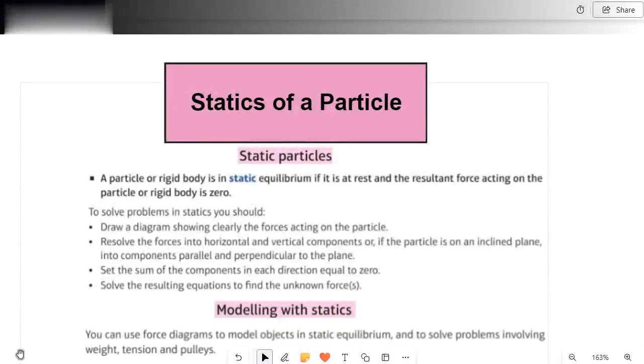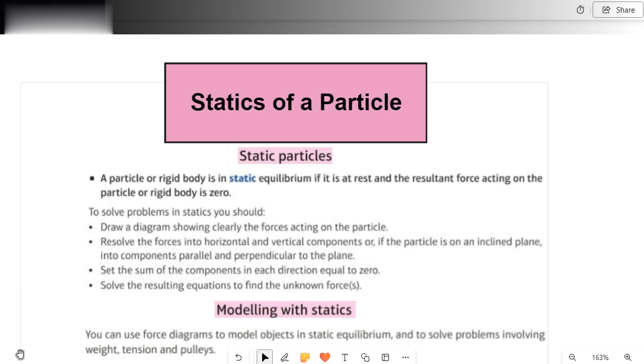In our last video we discussed impulses and momentum, talking about the impulse-momentum principle and the conservation of momentum and how we could use those concepts to solve questions. Today, however, we will be learning about the statics of a particle.